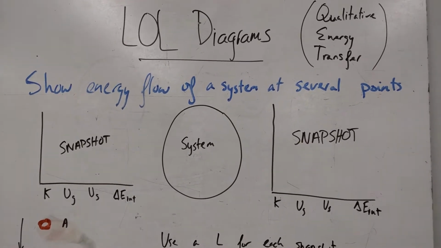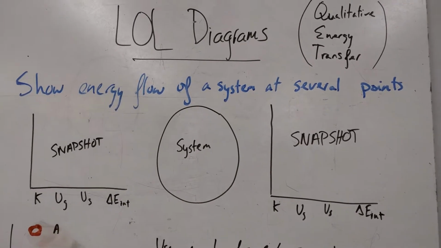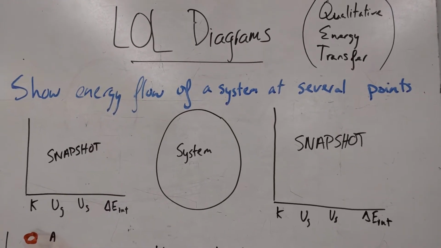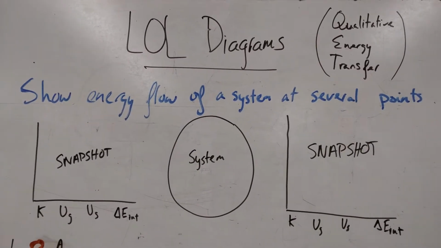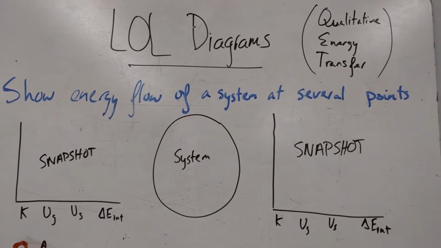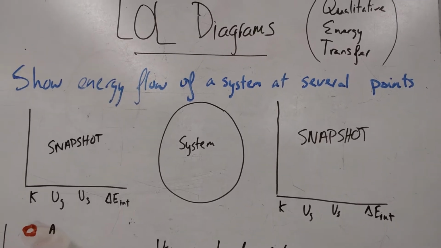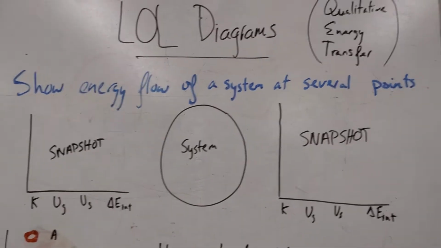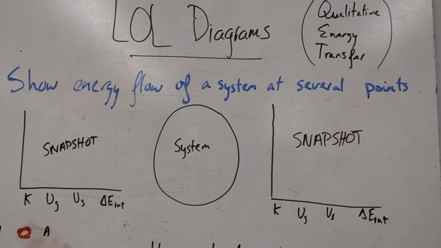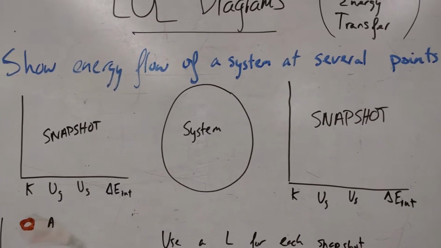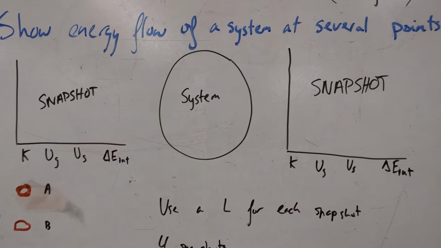Okay, we are going to try and tie all of this together with an LOL diagram. The LOL diagram is a qualitative diagram that shows some energy transfer. So we're looking at the energy flow of a system at several different points. Could be 2, could be 6 points. We will determine that as well as our system. This is the general look of an LOL diagram.